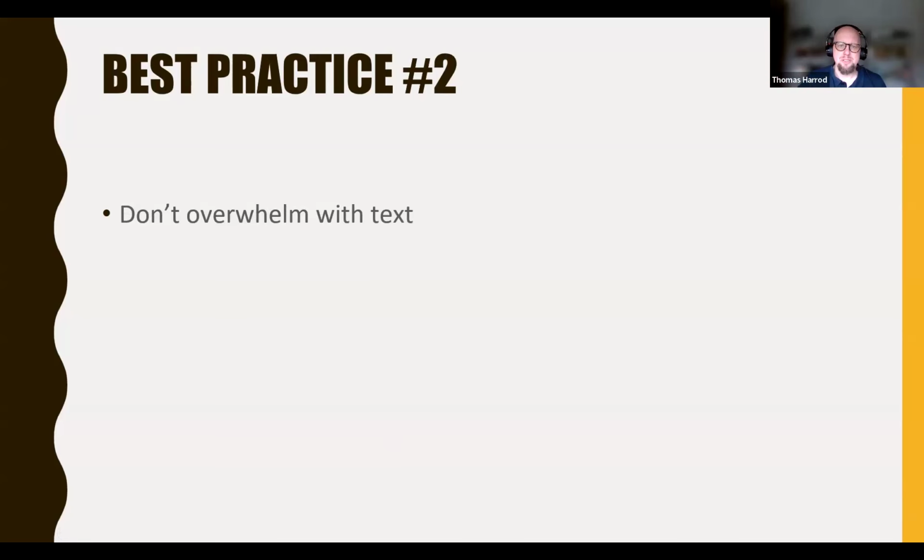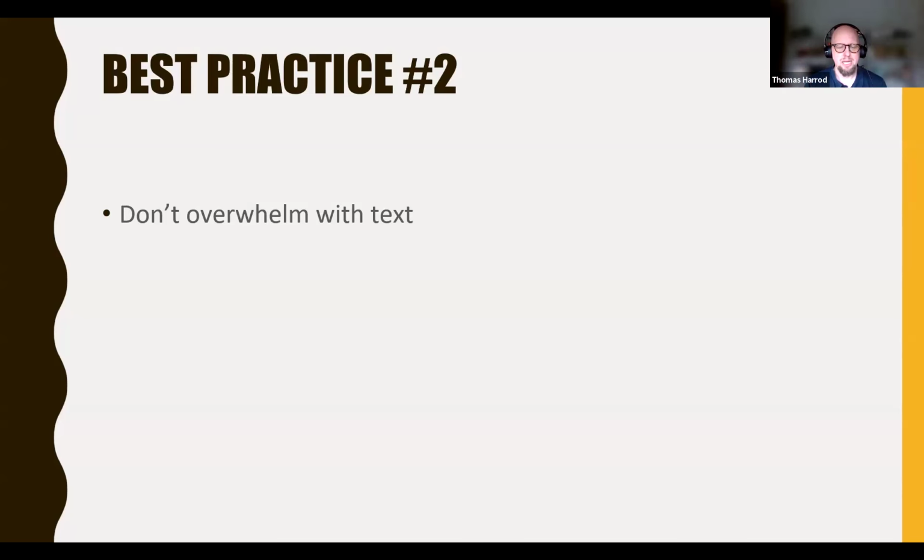Best practice number 2 is not to overwhelm with text. That gets back to what I was saying. There are certain sections where you can get away with not writing full sentences, maybe just bullet points and phrases, or maybe having a graph instead of verbally describing the results. You don't want to fill every bit of blank space with text. You want there to be blank space on your poster, because too many words is overwhelming for people.